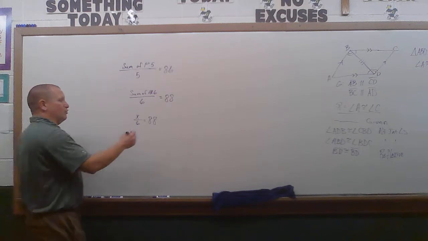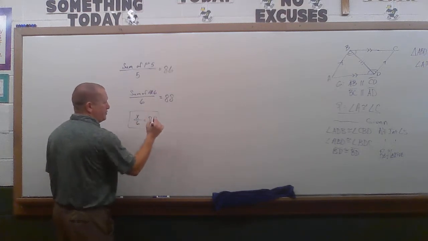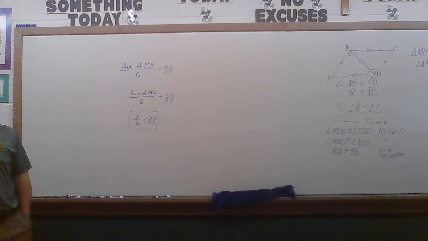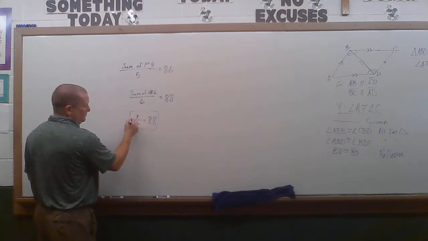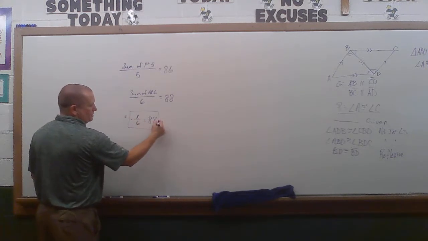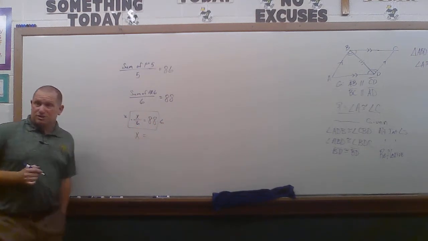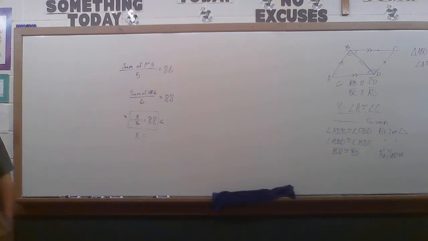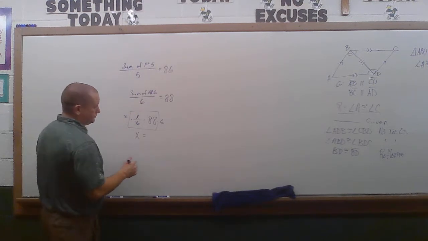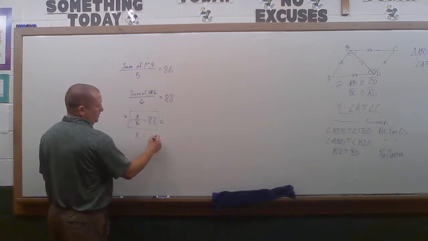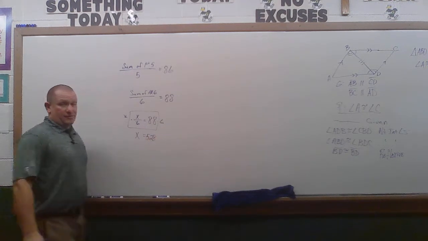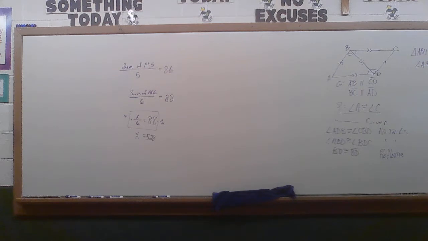So if this is going to work, what would I do to solve that problem right there? I'd multiply, right? Because this shows division. So I'm going to multiply both sides by 6. My 6's over here cancel out. I'm left with my x, which is good. So what's 88 times 6? 8, 4, 528. 528. I have 88 times 5 already. Okay, good.